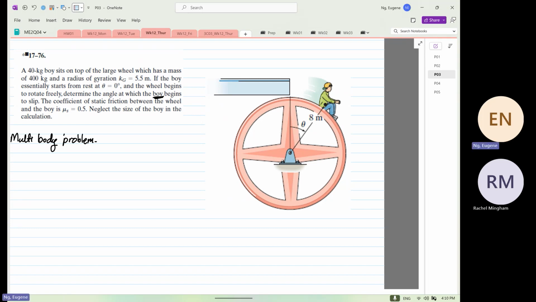The emphasis over here is, this is not very right. The human, okay, begins to slip. The coefficient of static friction between the wheel and the boy is 0.5. Neglect the size of the boy. This is garbage, you know. It's telling us it's freaking 40 kilogram and said, neglect the size of the boy.